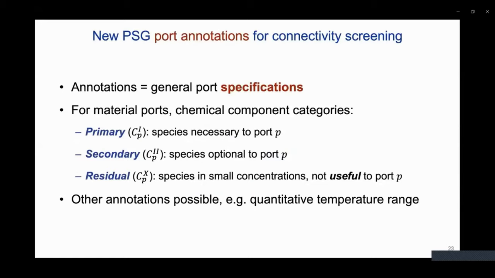Here, for the port annotations, we'll have three different types. We call the first one primary, where we have species that are necessary to that port. Then the secondary, where species are optional to that port. For example, it may or may not exist depending on what previous step took place. And we have residual, where from a practical point of view, if the concentrations are so small, we can basically disregard that port because it will not contribute in any meaningful way. And it's not only the species, you can also deal with temperature.